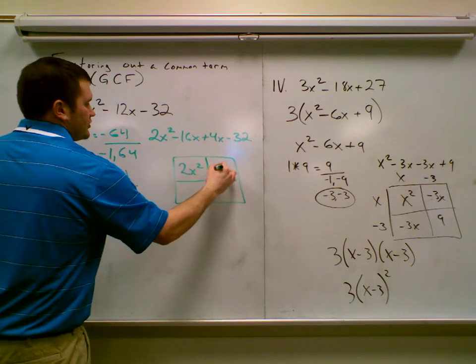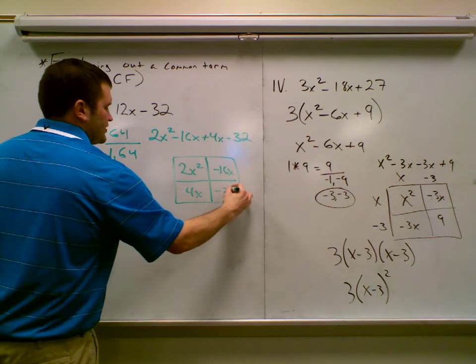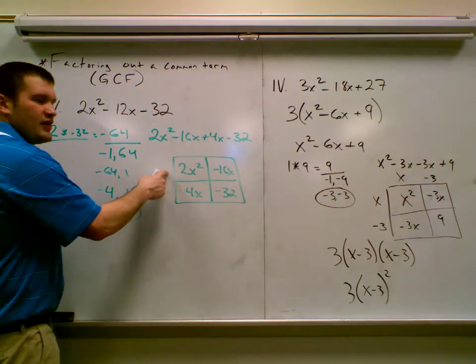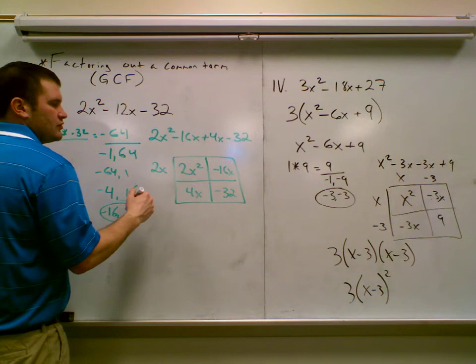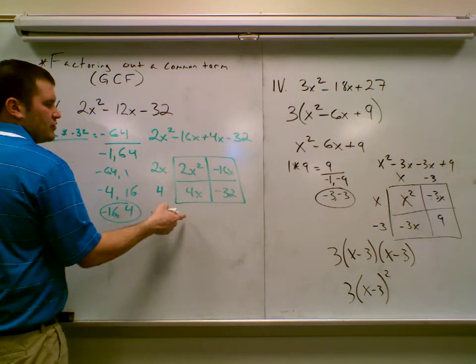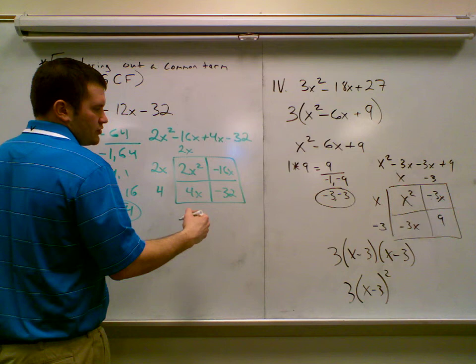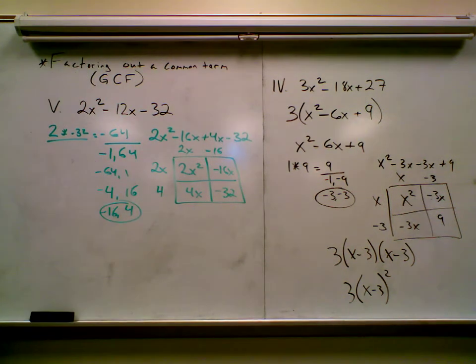2x squared minus 16x, 4x minus 32. Can we find the greatest common factors? What's the greatest common factor here? 2x. What about here? 2x. What about here? Negative 16, right? Now, do you guys remember the check I just told you about?